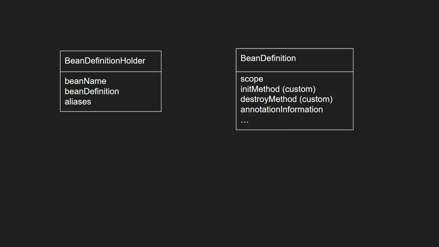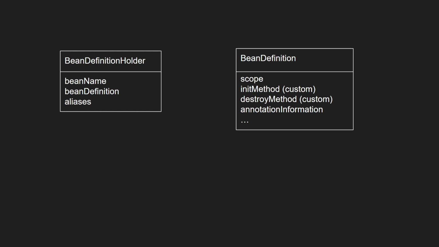So before starting on each of these definition steps, let's understand two main classes. There is a class called BeanDefinitionHolder, and this BeanDefinitionHolder has three properties: beanName, beanDefinition, and aliases. As the names suggest, beanName and aliases represent the information of the bean name and the aliases. The BeanDefinition class here will have the information about the scope of the class, custom init method, custom destroy method, and the annotation information. And there are many other things as well which are present in this bean definition.